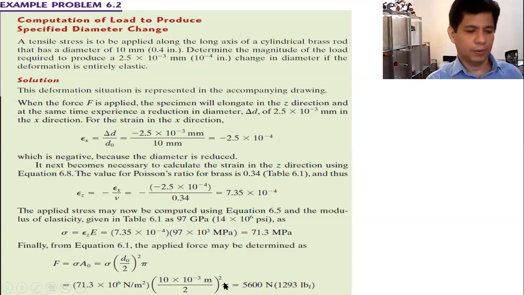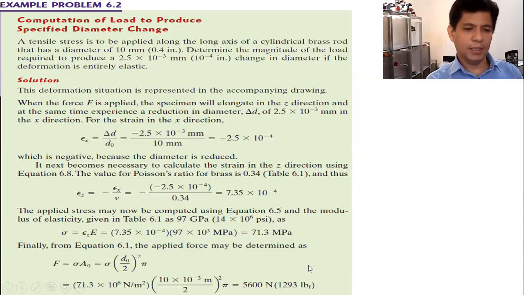You can confirm these values one by one, starting from the beginning. Here, the strain is negative 2.5 times 10 to the negative 4, and you divide 2.5 by 0.34. You're going to get 7.35, and it's positive now. Then 7.35 times 97 gives 71.295, so 71.3 is correct.